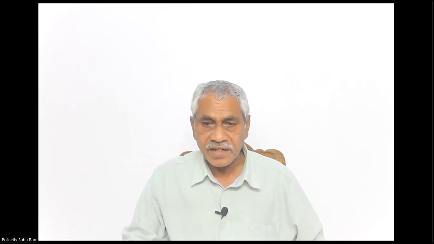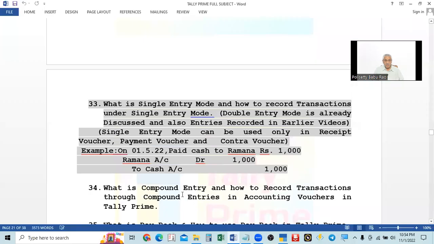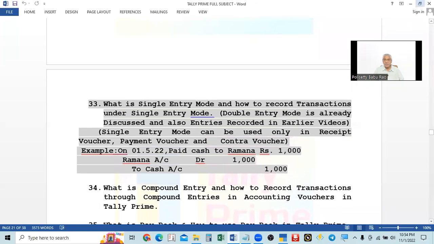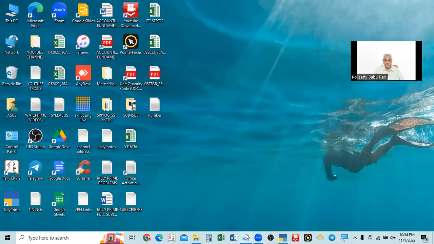We will share the screen. So today our topic is what a compound entry is and how to record transactions through compound entries in accounting vouchers in Tally Prime. Okay, that is our topic today.